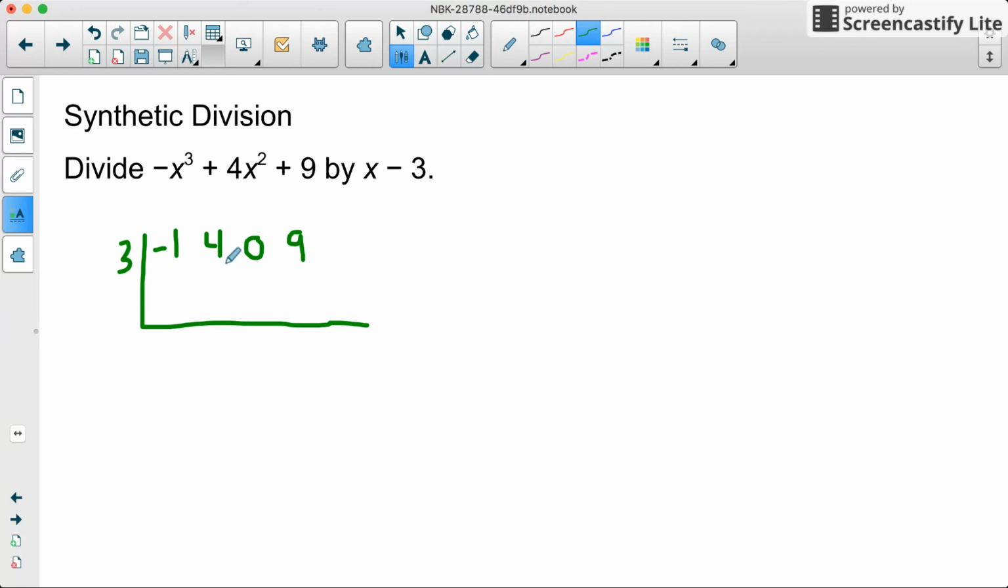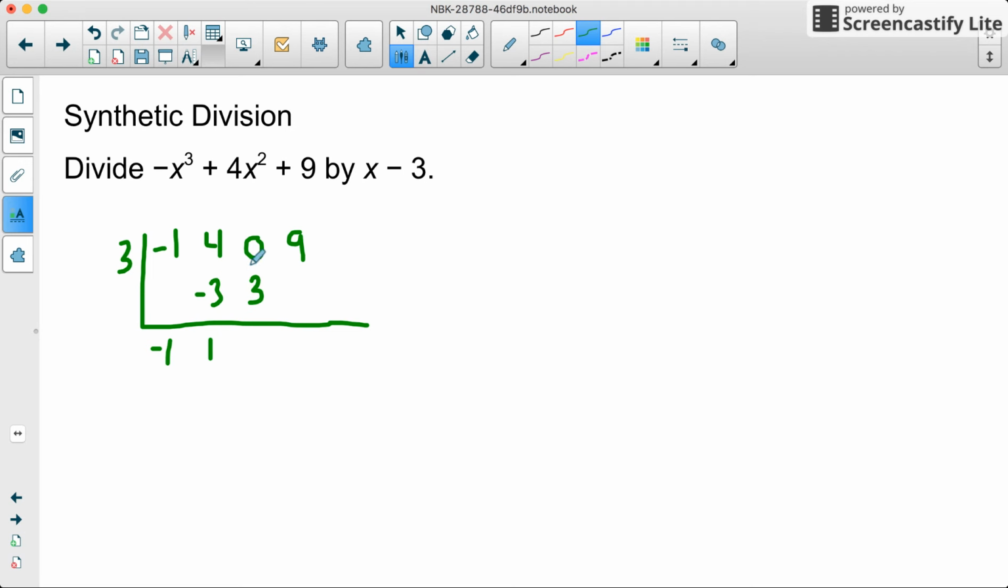Okay, so the first step is you're going to bring this number down, negative 1, put it right underneath, and you're going to multiply 3 times negative 1. You're going to multiply 3 times any number that's down here. So 3 times negative 1 is negative 3, and you're going to write that result underneath the next number, underneath the 4, and then you're going to add those up. 4 plus negative 3 is 1. Then you're going to multiply 3 times 1, and then put the result here underneath the next number.